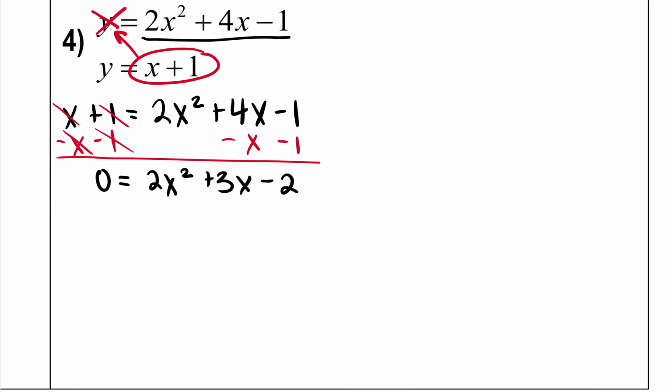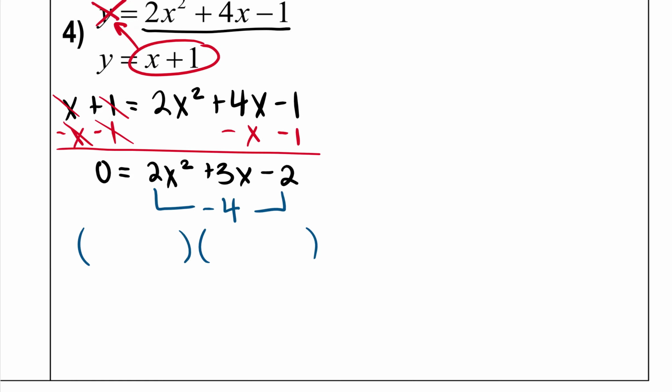Okay, now I can factor. So I have first times last is negative 4. I know I'm going to have 2 parentheses, because I always will. That's the whole point of factoring. And look, this one's a little different, so now I have 2x. So I'm going to write 2x in the front of each one.